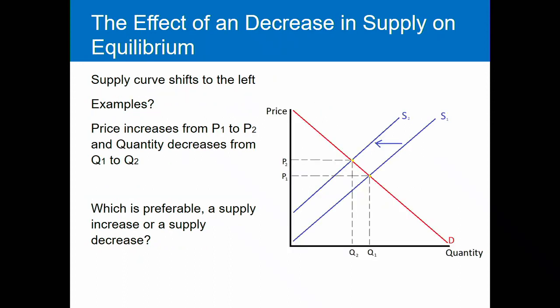Okay, so here's the opposite example, when the supply curve shifts to the left. Can you guys think of examples of when supply might shift to the left? It's a little less common, but it still occurs.